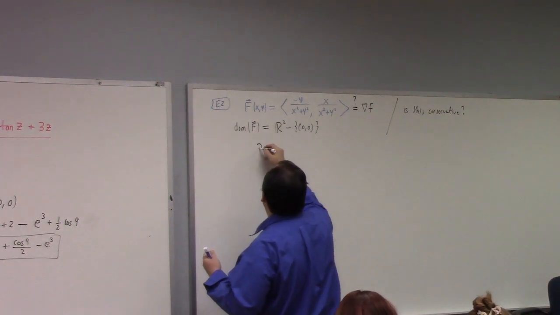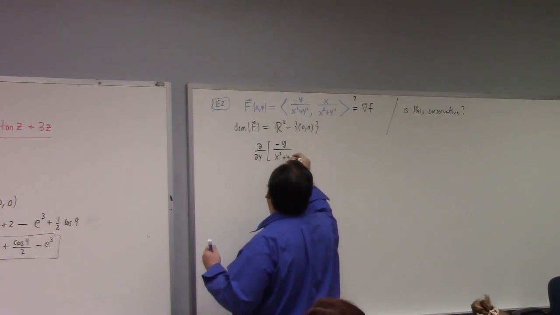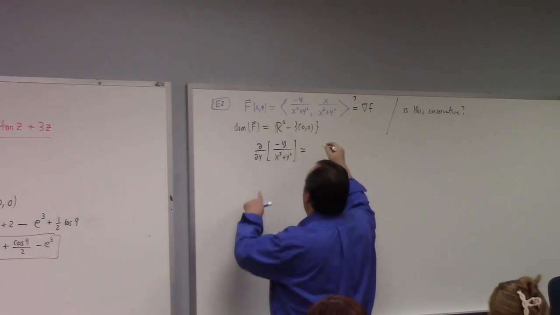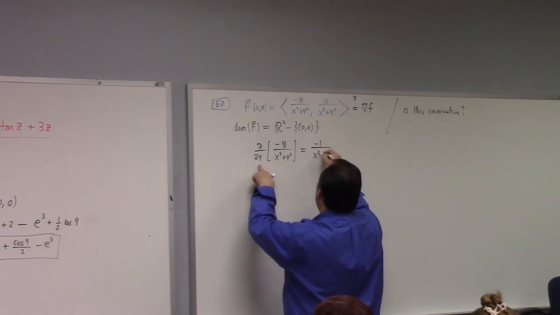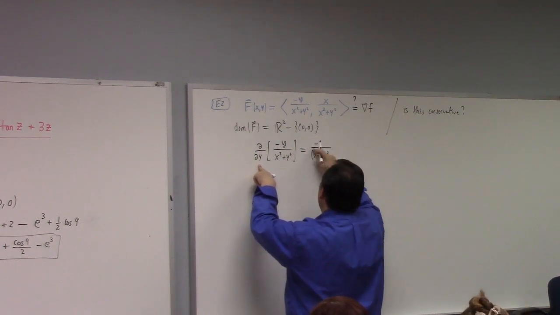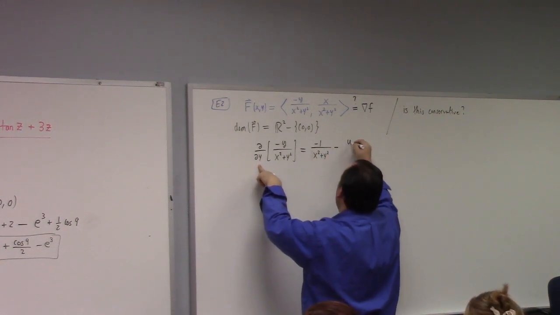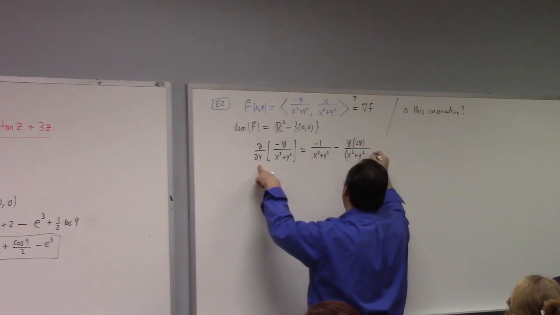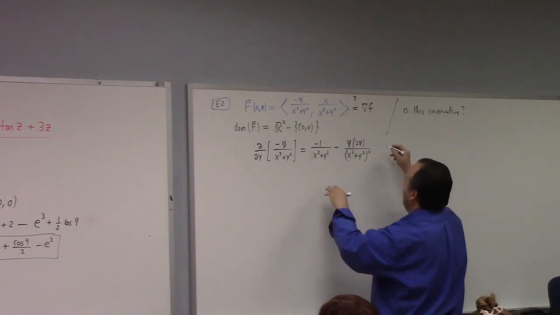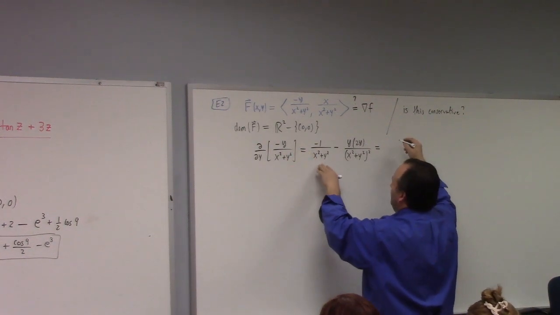All right, so I should check the y derivative of the x component, right? And that is minus 1 over x squared plus y squared, minus y times 2y over x squared plus y squared, squared. All right? I'm doing product rule. You could do the quotient rule. We'll all agree at the end of this.